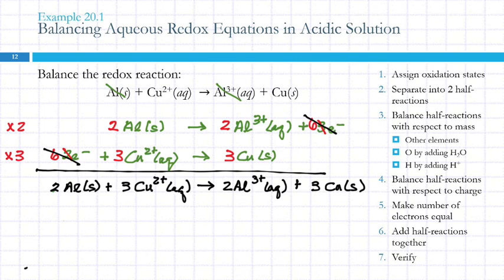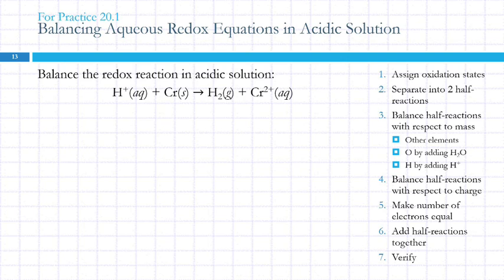So to verify, check the mass. There's 2 aluminums, 3 coppers, that's all good. And check the charge. The total on this side is 3 times 2 plus 6. And the total on this side is 2 plus 3 plus 6. The charge has to be equal on each side. It doesn't have to be 0. Any questions? Yeah. First we're learning acidic solution, and then we'll learn basic solution. It's just a slight tweak.